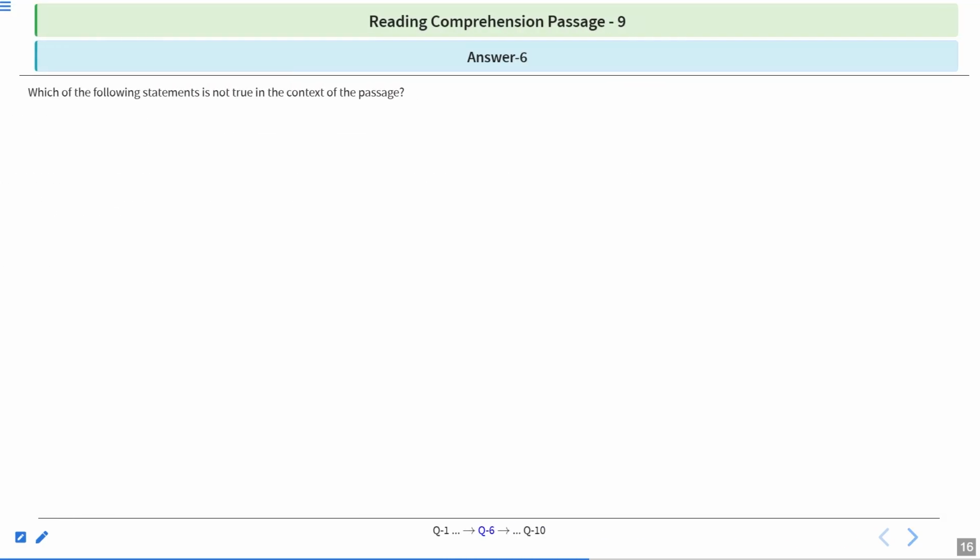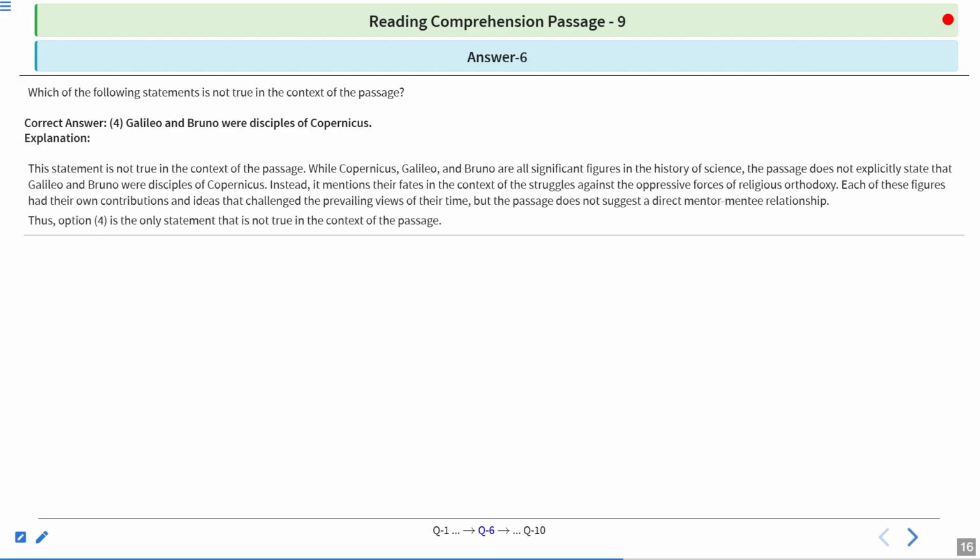Let's move to the correct answer. The correct answer is 4. Galileo and Bruno were disciples of Copernicus. And the explanation is this statement is not true in the context of the passage. While Copernicus, Galileo, and Bruno are all significant figures in the history of science, the passage does not explicitly state that Galileo and Bruno were disciples of Copernicus.